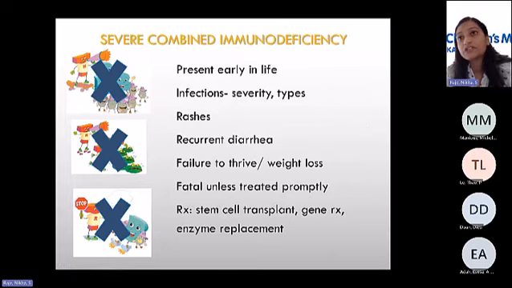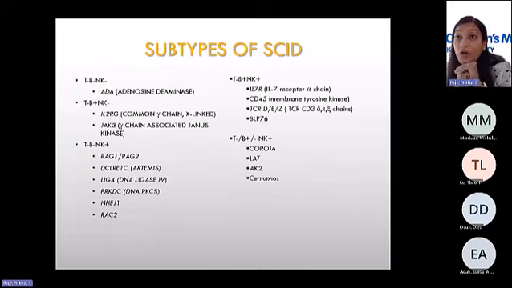Severe combined immunodeficiency patients present pretty early in life with lots of types of infections, opportunistic infections, but they'll have failure to thrive, recurrent diarrhea, rashes, and then treatment, of course, involves stem cell transplant or gene therapy, and then enzyme replacement for some causes.